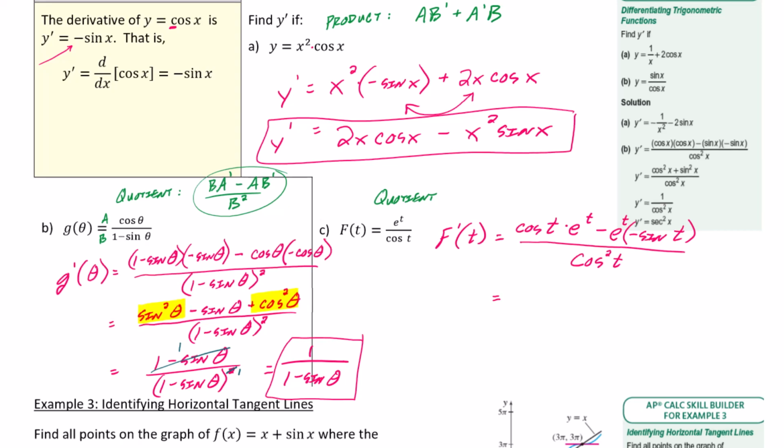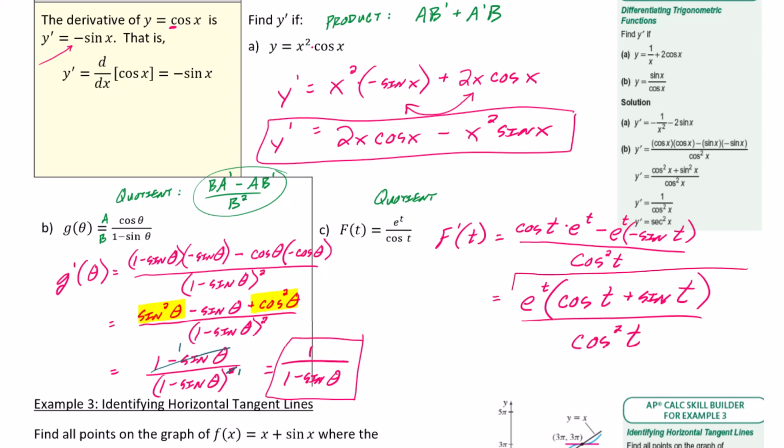Kind of similar to before, this one has a pair of e to the t's, so I can factor that out. That leaves me cosine of t minus a negative, which switches to addition, sine of t, and then all of that's over cosine squared of t. It does not seem like I can really reduce anything else, so that would be a good place for me to stop.